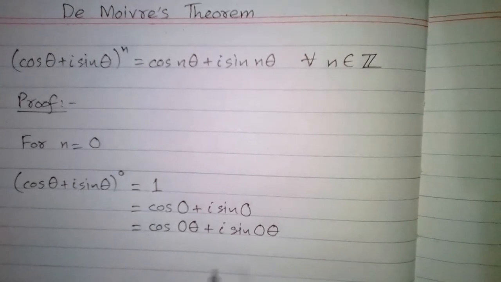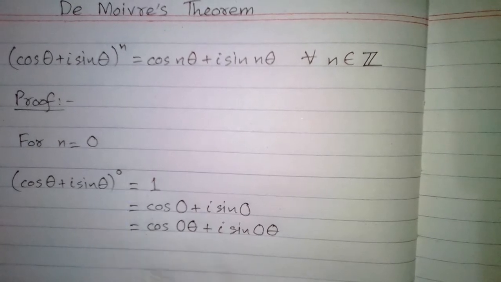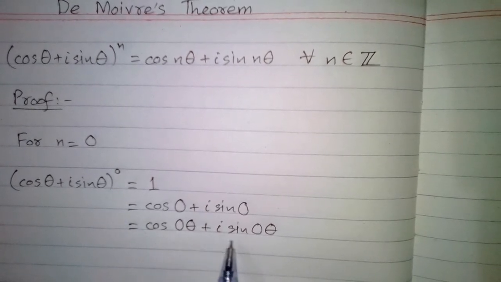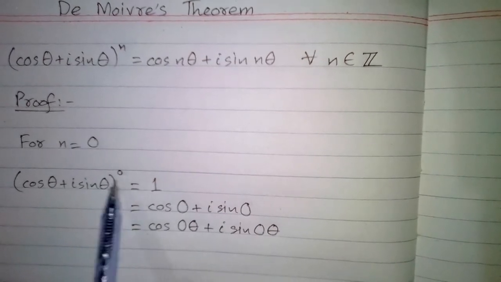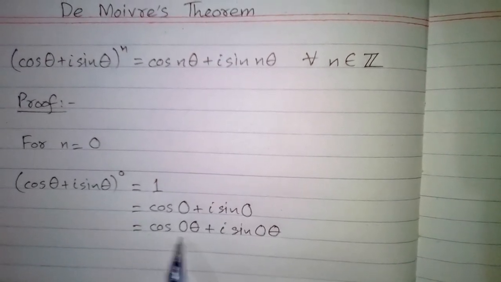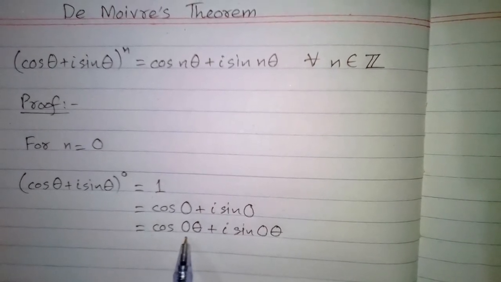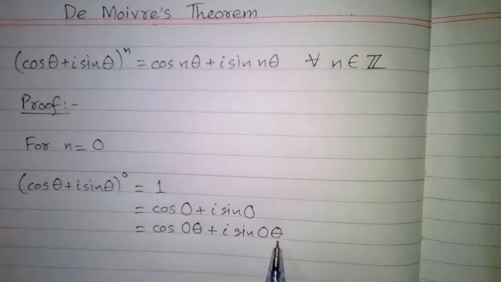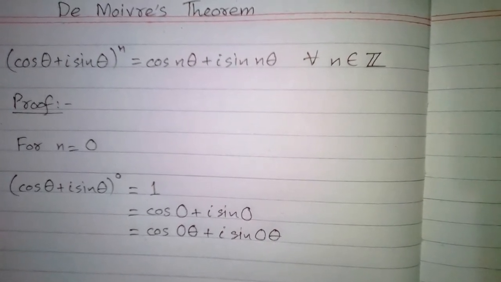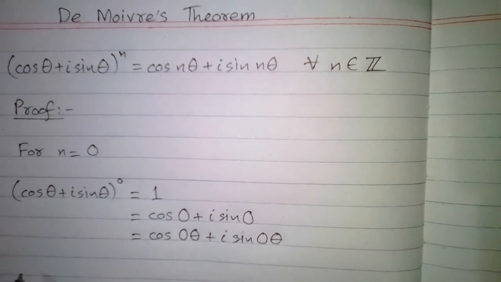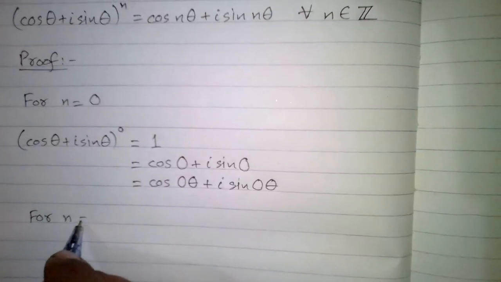So we can see that (cos theta plus iota sin theta) raised to the power 0 is equal to cos 0 theta plus iota sin 0 theta. So we can see that the power will become the coefficient of the angle. So we have 0 times theta and 0 times theta in this expression. So this is De Moivre's theorem, and now we can check for one or more values.